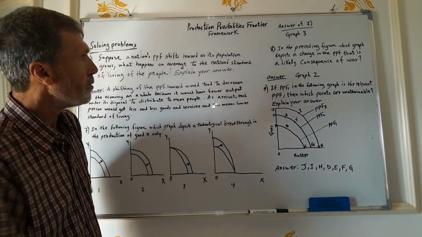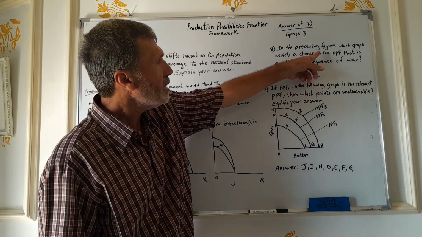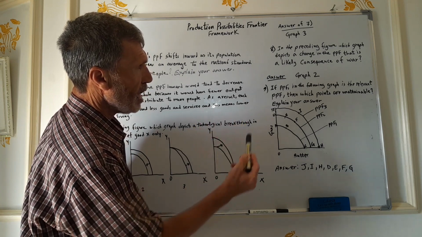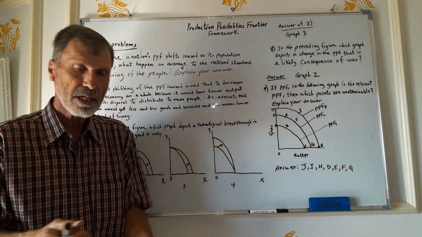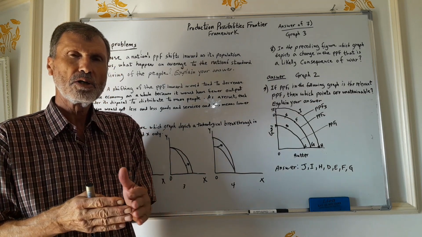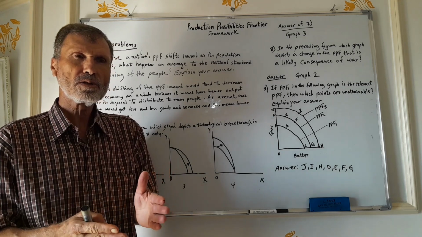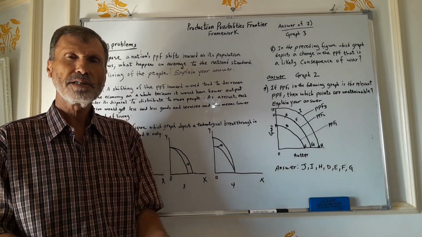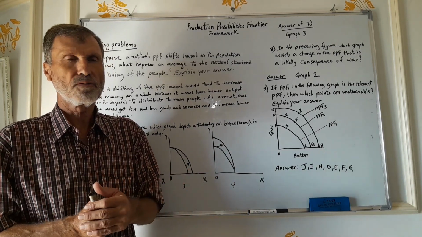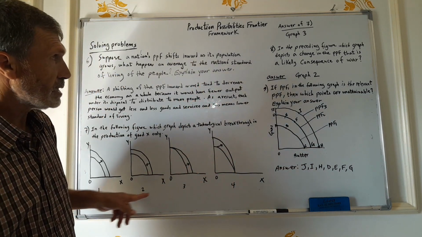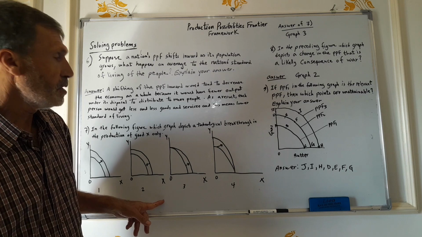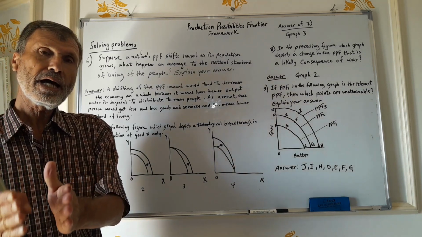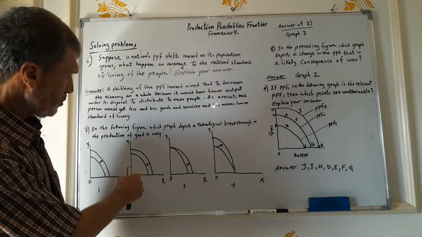Now, 8, in the preceding figure, this figure, which graph depicts a change in the PPF that is a likely consequence of war? When you have a war, definitely you're going to expect a decrease in output because maybe there is some destruction of factories. So at the end, you're going to have less production of goods and services. So which one of those basically represents a change in PPF that is a likely consequence of war? Of course, when you see an inward shift in the PPF. Which one? This one over here.